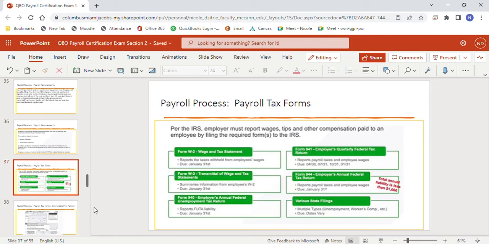Per the IRS, employers must report wages, tips, and all other compensation paid to an employee by filing the following forms. We're going to go over each one individually, but the only one you see a little note on here is the Form 944, and that says total annual liability is less than $1,000. I'll go over that again in a second.